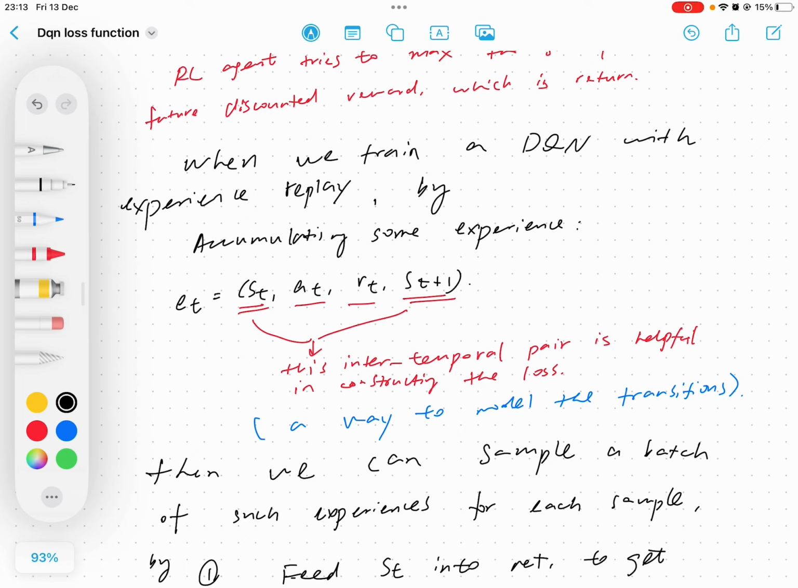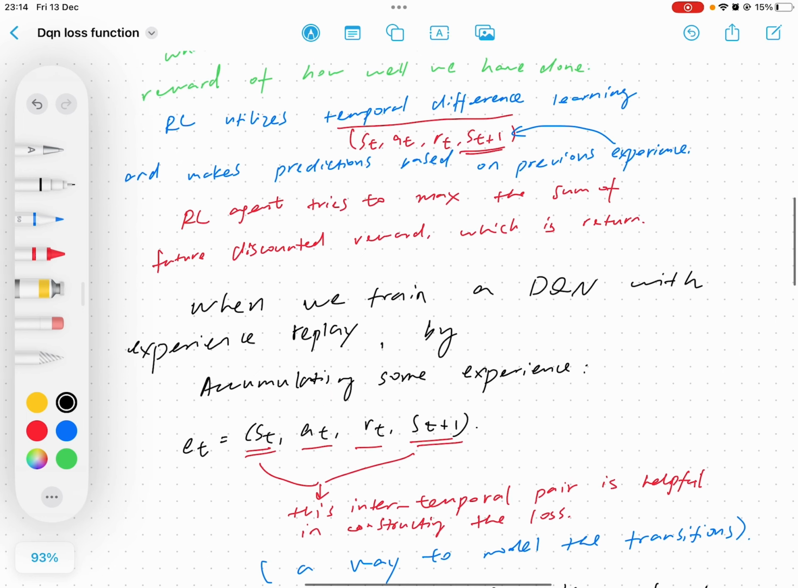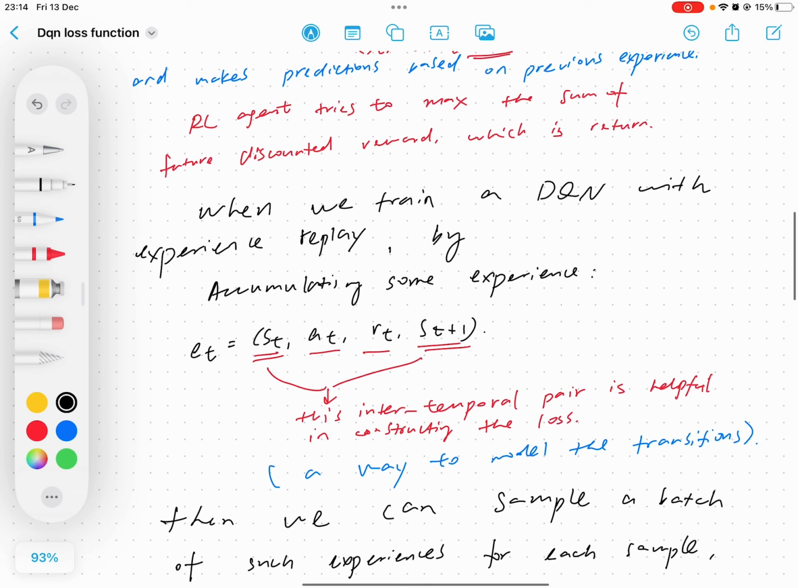Okay, so specifically in the DQN that we discussed last time, we have something called experience replay. This experience e_t is a tuple including the current state s_t, the action a_t. Here we use A instead of U, so this A is the action. And the reward for time t, and the next state, s_{t+1}.